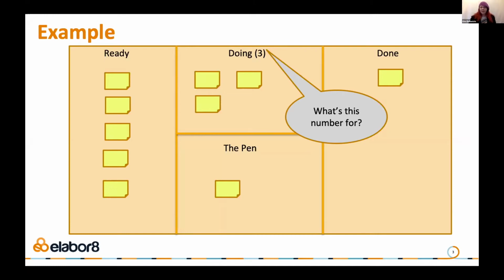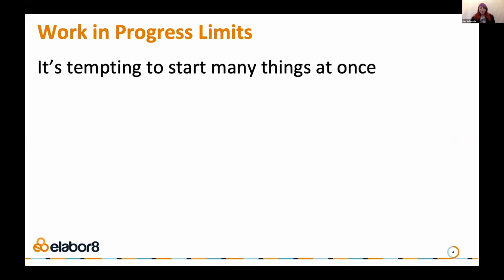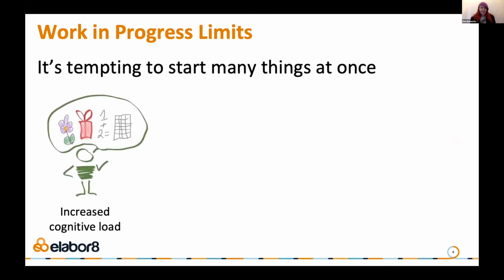So why do we have work in progress limits? Well, it is tempting to start many things at once because our brains logically say if we start a lot of things and keep working on a lot of things, we'll finish a lot of things. But that's actually incorrect. What happens when we have a lot of things on the go at once is it increases our cognitive load, which means we've got less time to process stuff. So here's an example. I'm thinking about flowers, a present, adding numbers up, Excel spreadsheets. It's a lot of things to be going on in my head. And we pay a price for that because it takes our attention away from what we're trying to achieve.